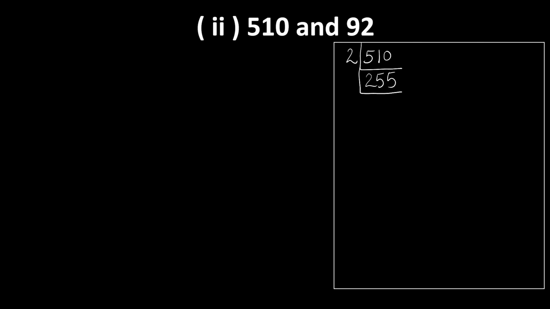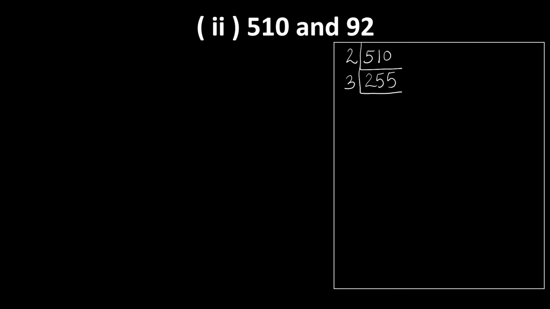And now we can divide it by 3, because the sum of the digits of 255, 2 plus 5 plus 5, will give us a number which is divisible by 3. 2 plus 5 is 7, 7 plus 5 you are going to get 12, right? 12 is divisible by 3. So therefore, this entire number 255 is divisible by 3.